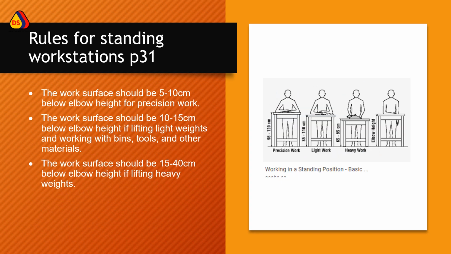Similarly, there are rules for standing workstations. The work surface should be 5 to 10 centimeters below elbow height for precision work. The work surface should be 10 to 15 centimeters below elbow height if lifting light weights and working with bins, tools, and other materials. The work surface should be 15 to 40 centimeters below elbow height if lifting heavy weights.